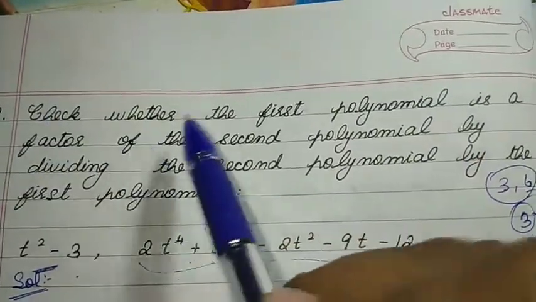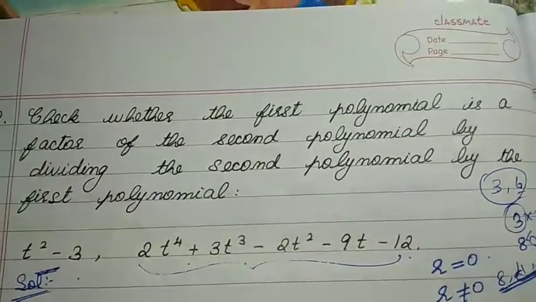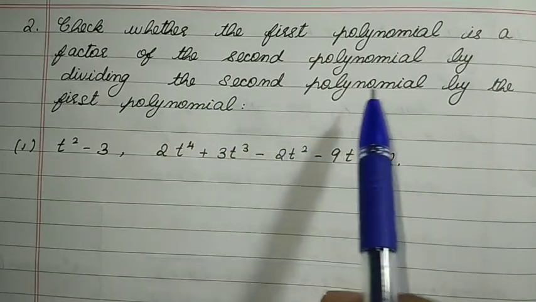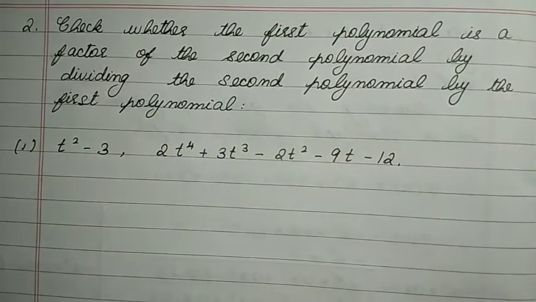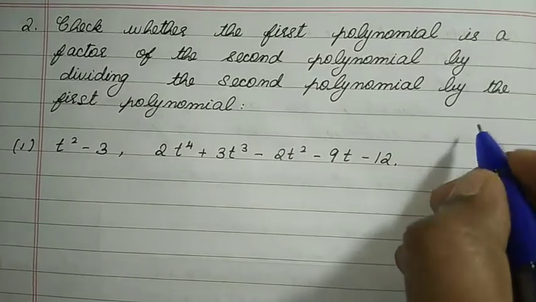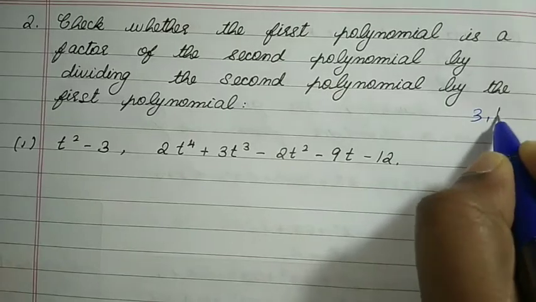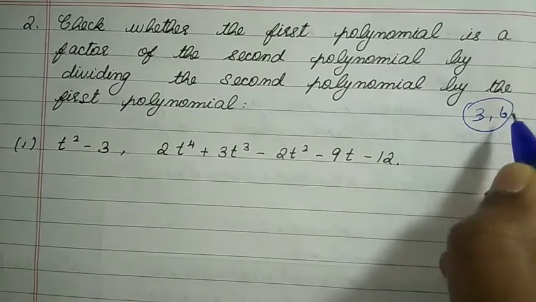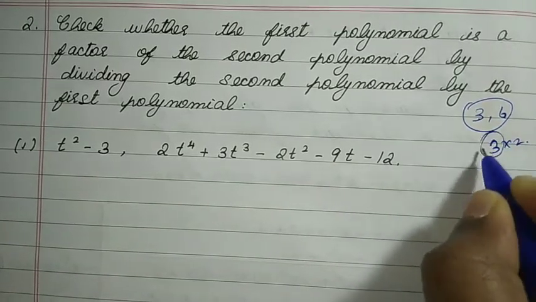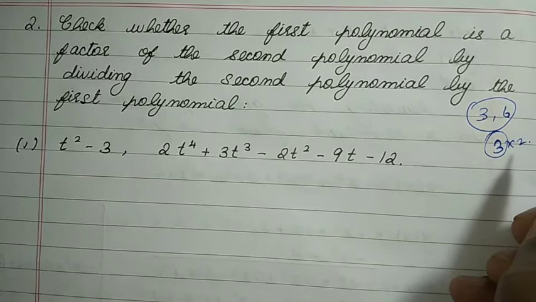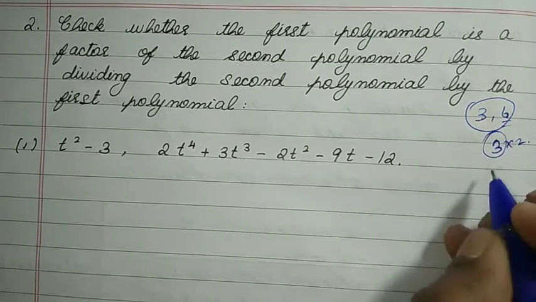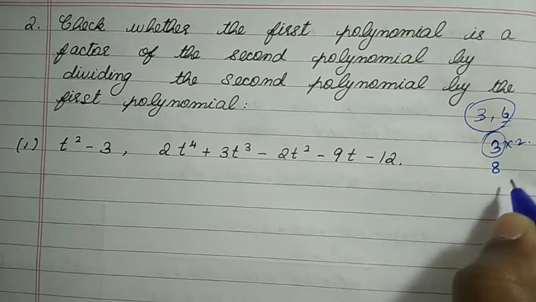Question 2. Check whether the first polynomial is a factor of the second polynomial by dividing the second polynomial by the first polynomial. So if we have to check whether it is a factor, means for example we have 3 and 6. Okay. So 3 is a factor of 6. It means 3 into 2 is 6 now. So this is multiplying, it is getting multiplied with something in order to get 6. Just like that.